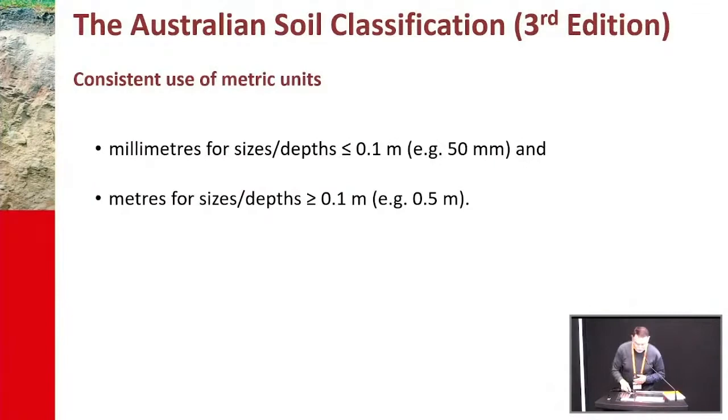Now we come to the big one. Before we get to the big one, sorry, consistent use of metric units. The working group found there was very inconsistent use in previous editions. So we've used a dimension of 0.1 metres or 100 millimetres as the logical cutoff. Anything that's 100 millimetres or less in size is in millimetres. Anything that's 0.1 metre or larger is in metre units. Very simple thing, but it just creates a consistency through the document.